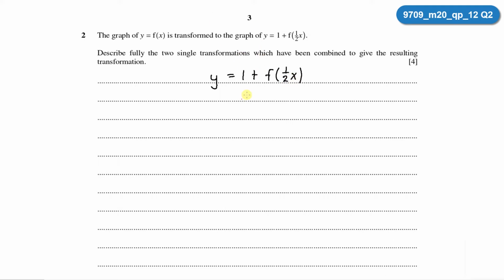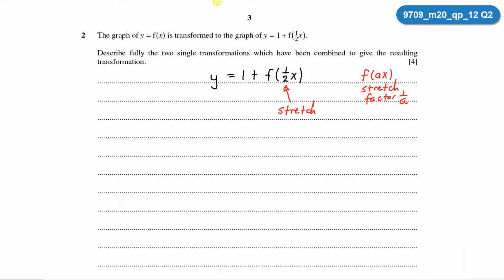There are two transformations going on here. This one is a stretch. You need to know that all transformations represented by the function f of ax from a function of x represent a stretch parallel to the x-axis, and the stretch factor is 1 over a. So this is a piece of information that you need to know.